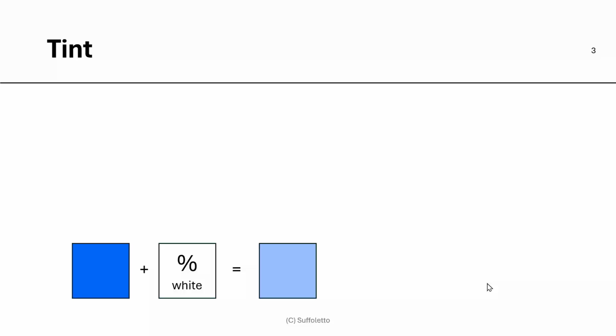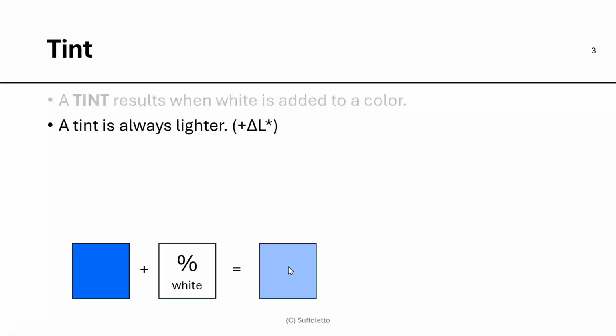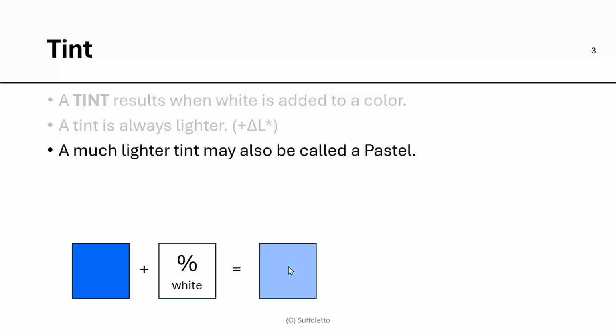Let's define a tint. If we look at this solid blue color and we add some percentage of white to it, we get a new resulting color called a tint. So a tint is the result of adding white to a color. A tint will always be lighter, so its L star will be high or its delta L will be plus. If it's a much lighter tint, you can call it a pastel. Pantone actually has a fan guidebook just for pastel colors.